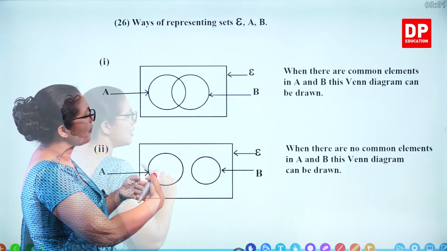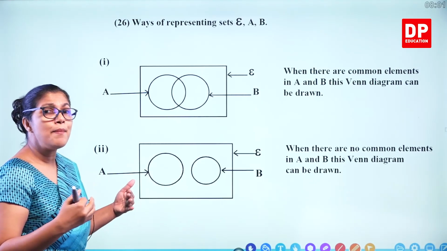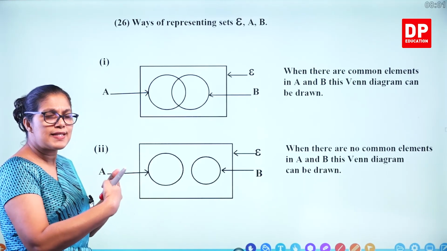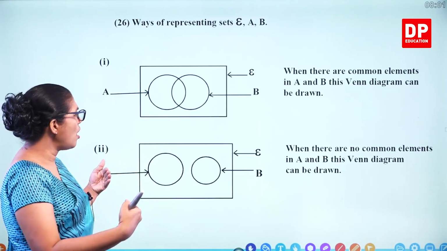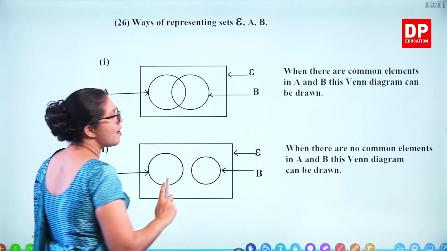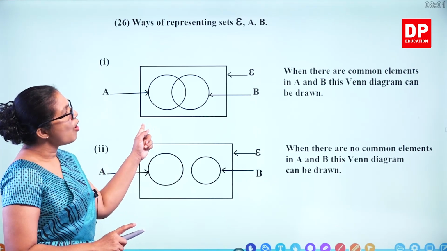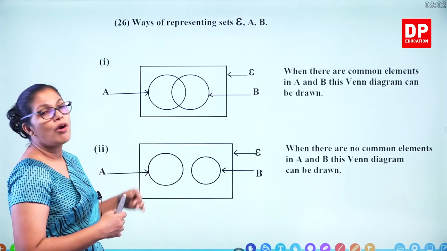each other. If we know that there are no common elements in A and B, no need to put the circles intersecting. You can draw them separately. So remember that when there are no common elements, you can draw like this. And if there are common elements, you can draw like this.